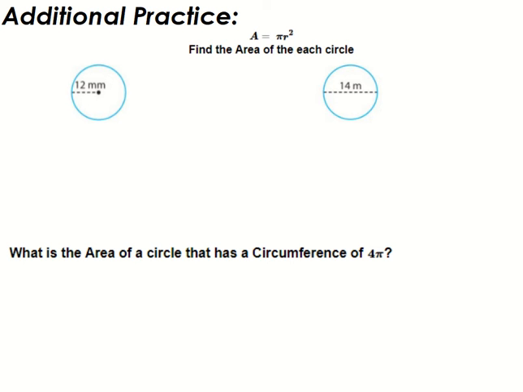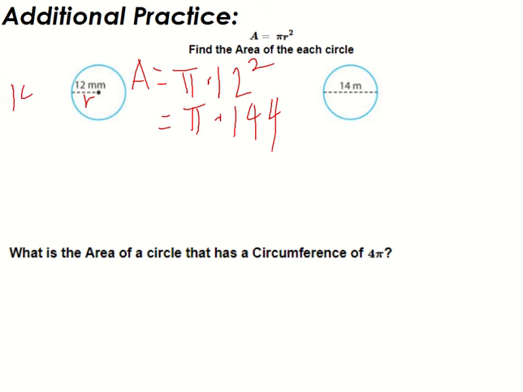So here we have a radius of 12, right? This is my radius. It's a really bad r. So we're going to go area equals pi times 12 squared. Well, that's going to be pi times 144. And we can either leave it like that or we can multiply, which is what we're going to do.